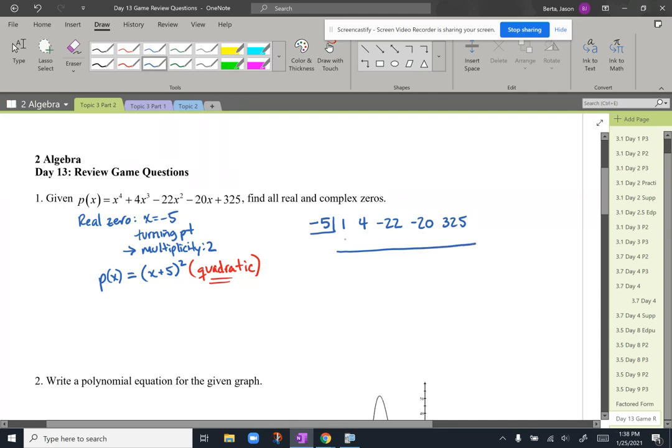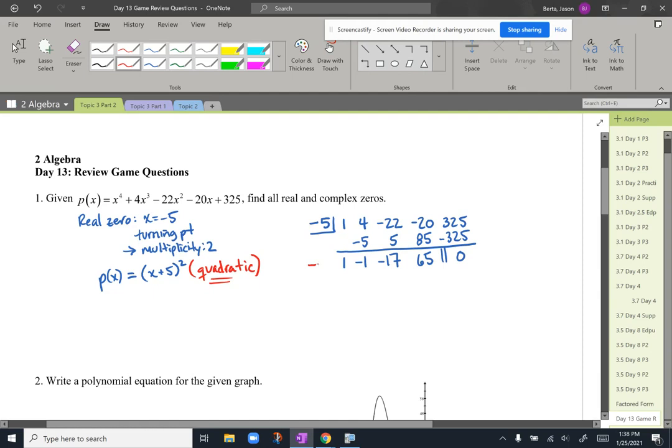Go ahead and do our synthetic division. The 1 goes down to the bottom. -5 times 1 is -5, giving us -1 when we add that to 4. -5 times -1 is a +5, gives us a -17 when we subtract 22 from that. -5 times -17 is 85. When we subtract 20, we get 65 left, and -5 times 65 is a -325. That gives us a 0 remainder.